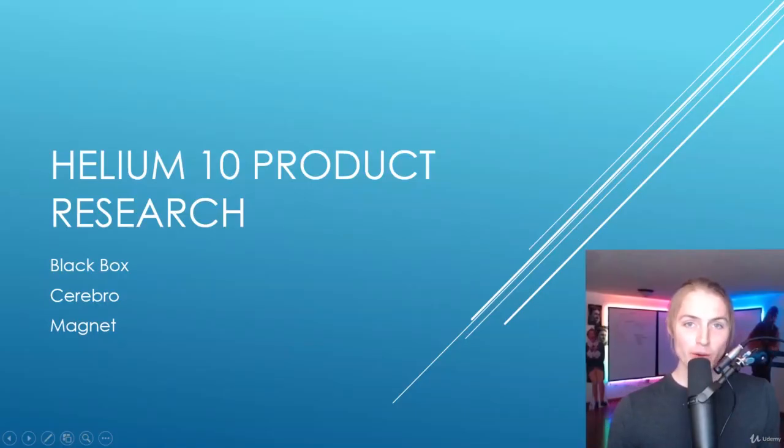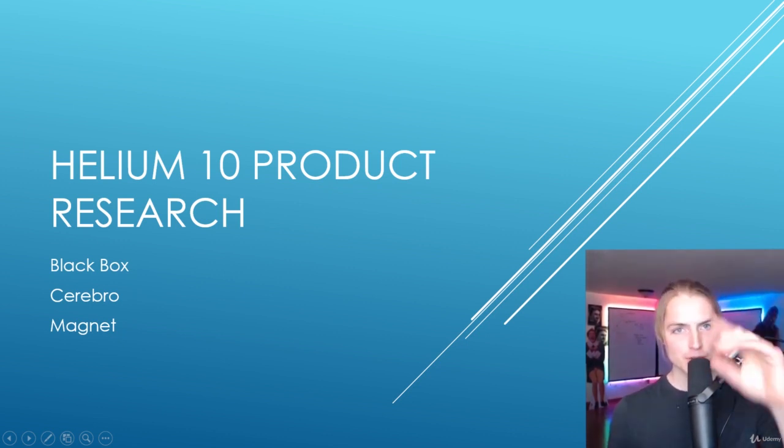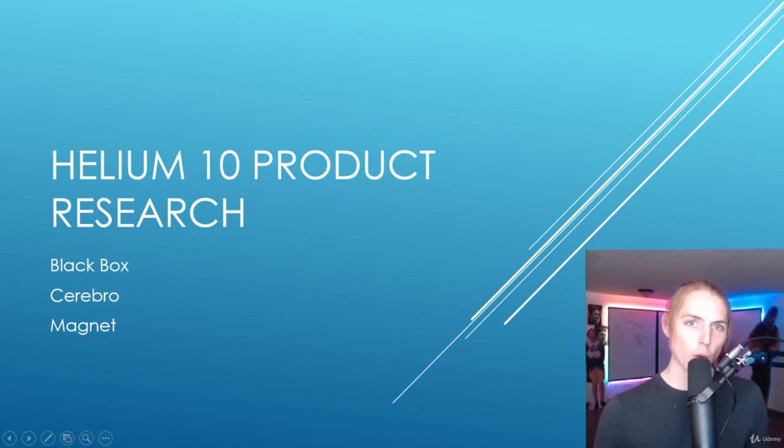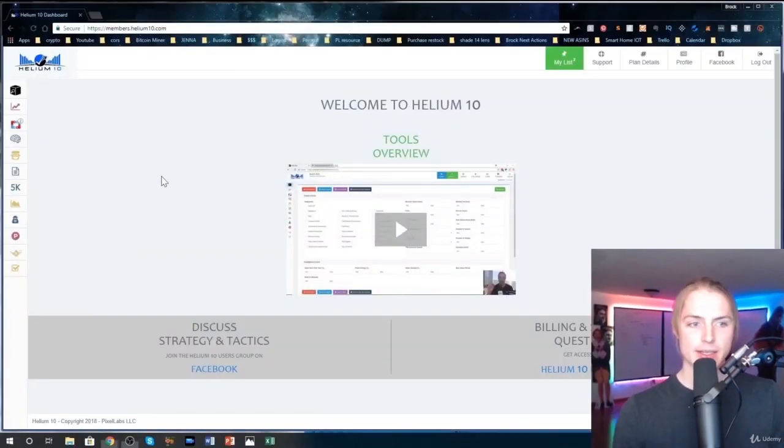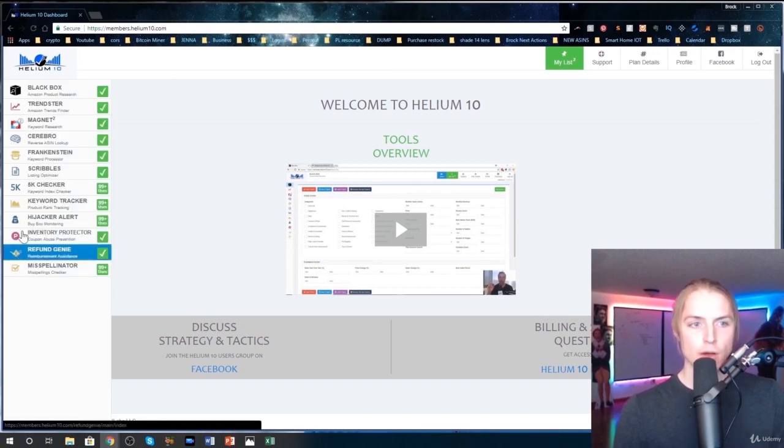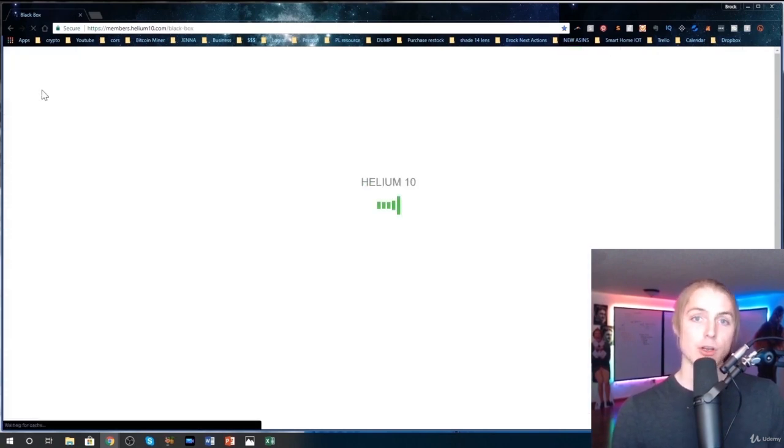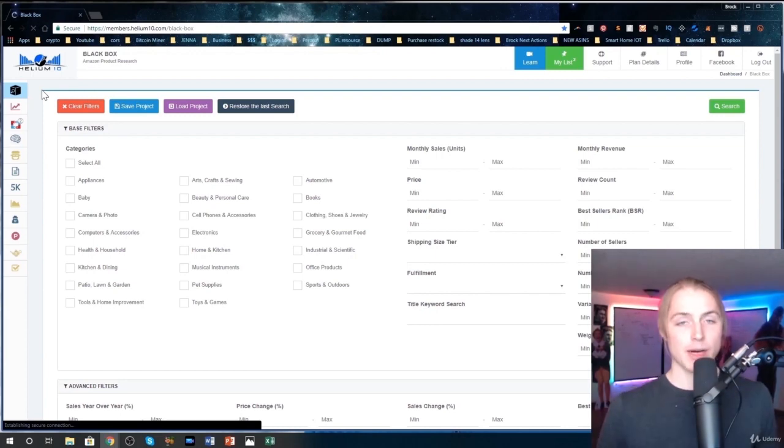All right, now I'm going to be going over how we're going to use Black Box to dig into different niches, and then later we will go into Cerebro and Magnet, or you might use them at the same time. But we're going to at least start out with the product research by going into Black Box. The reason I really like this, let's go to my screen here, is that we can search all of the Amazon catalog by literally just a keyword in the title.